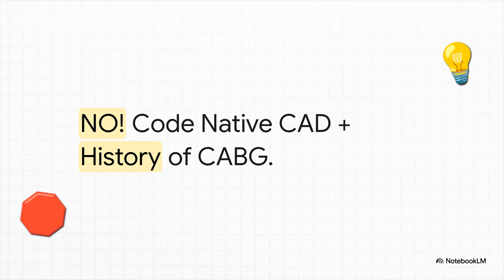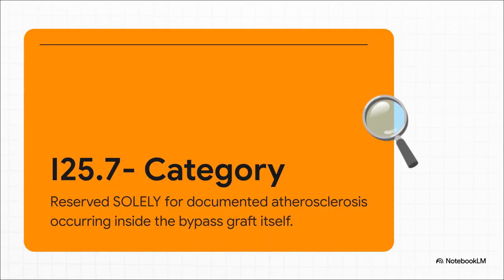If your doc documents stenosis in a native artery, you assign the native CAD code, that I25.1- series. Then, to paint the full clinical picture, you add the secondary status code for personal history of CABG, which is Z95.1. Listen, you only ever touch the I25.7 category if the physician explicitly writes that the atherosclerosis is inside the actual bypass graft itself. Don't make assumptions based on surgical history. The documentation literally has to say atherosclerosis in the vein graft for you to use those bypass graft combination codes.